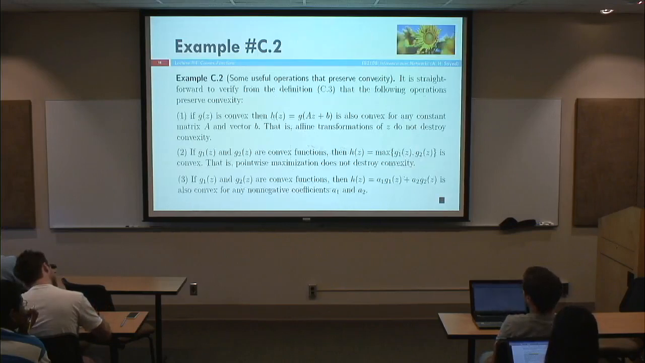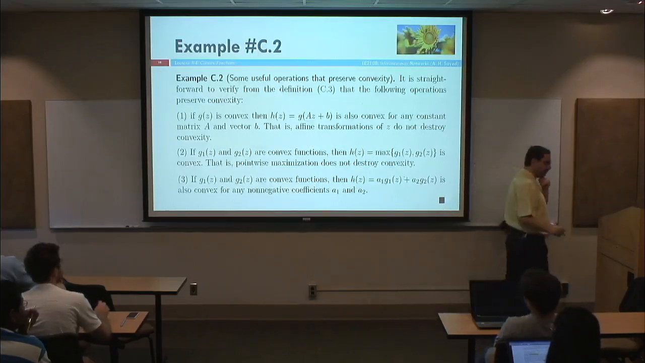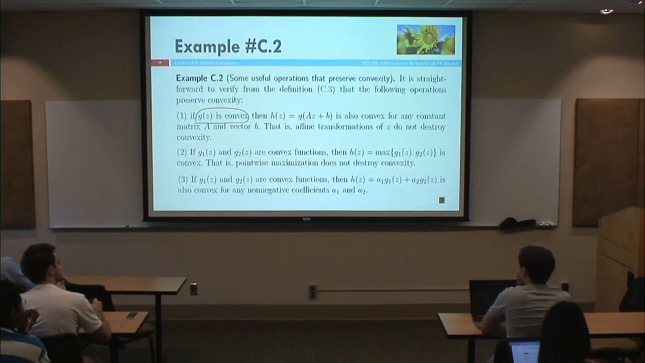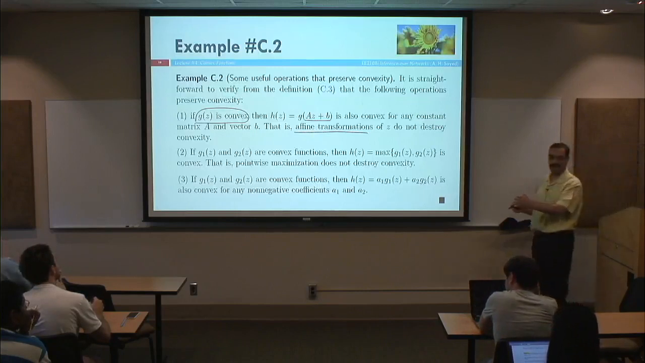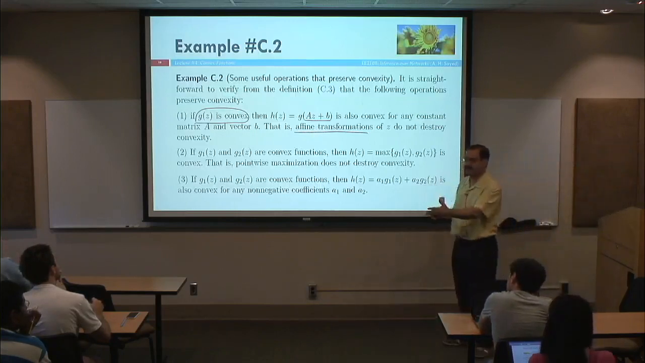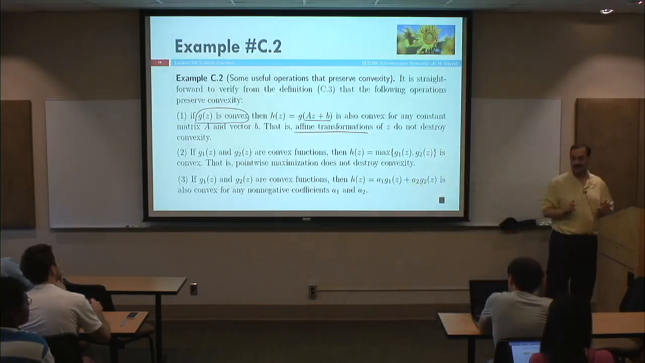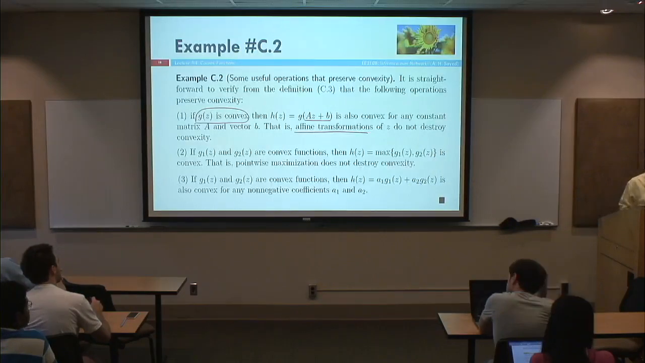So let's continue with the differentiable case. Continuing with convex functions, the following are some useful properties. If g of z is convex, and then you perform an affine transformation, you replace, let's say, z by az plus b, say z by 2z or z by some matrix times z plus a shift, the result is still convex. So affine transformations do not destroy convexity. The proof is not difficult. This is left as an exercise.